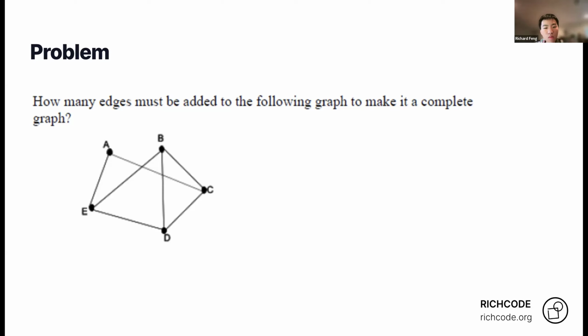Okay. This problem is relatively more simple. I see some correct answers. So basically, we just have to fill in any connections that are not there. So the most obvious one is AB, so we need to add that in. AD also, and EC. So the answer is three. Okay, so next question.